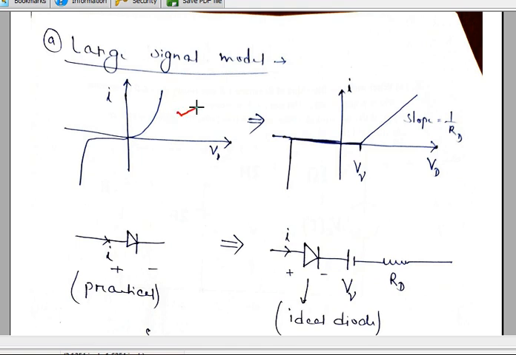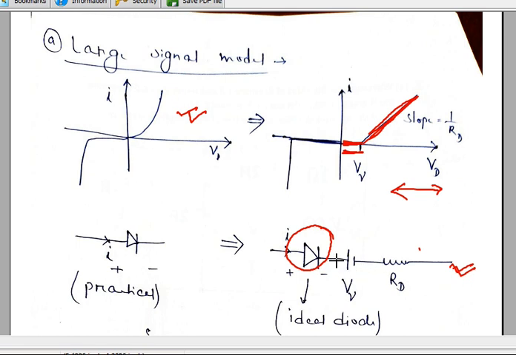Here this is the actual model of the diode, but now we are going to replace it with this model. In this model there is one constant voltage drop, and there is one straight line. So your diode in the forward bias is replaced by an ideal diode, this much voltage drop, and a resistance with value equal to 1 by the slope of this line. So this is called the large signal model of the diode.